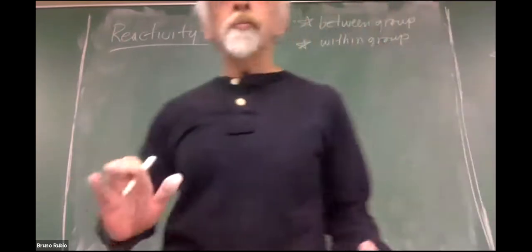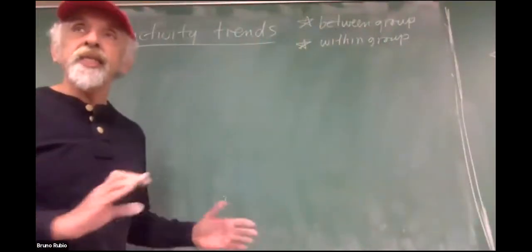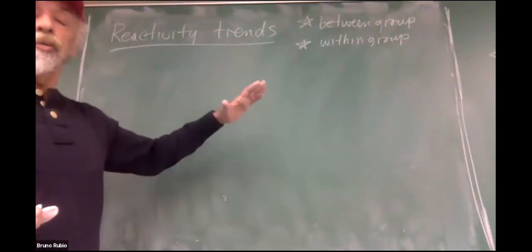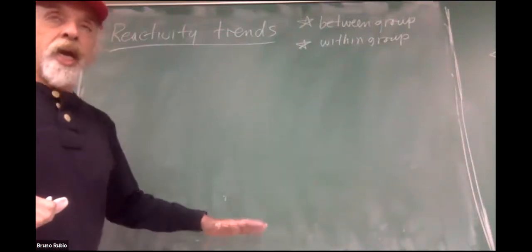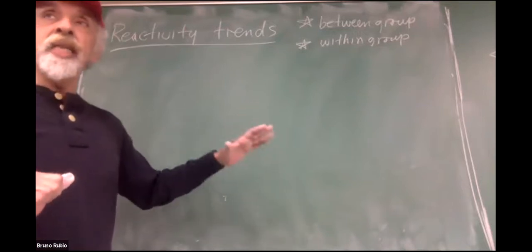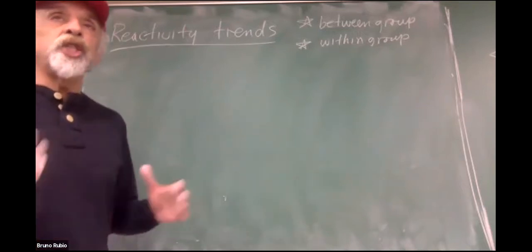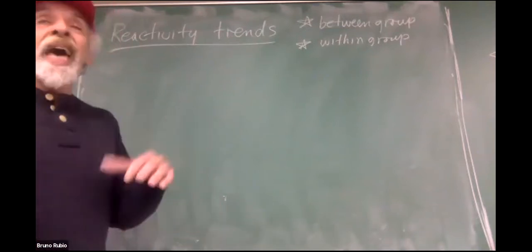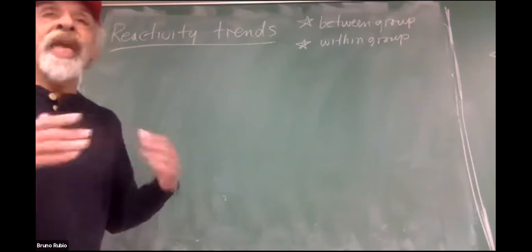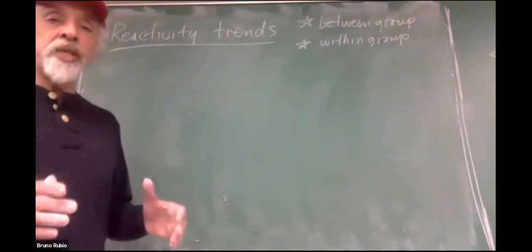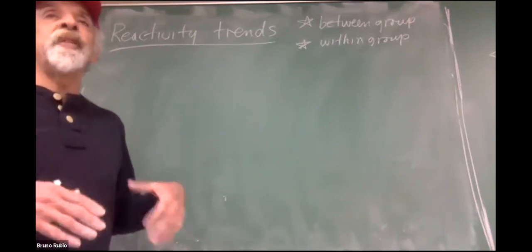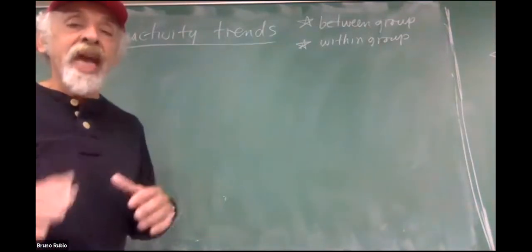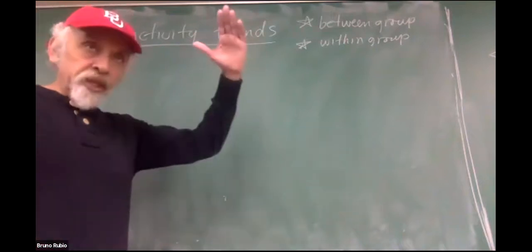The between group trend is easier. Let's attack that first. What I'm going to do here is write the order of reactivity among the acyl derivatives, because just because something is an acyl derivative does not mean that all acyl derivatives react at the same rate. So that's what we're talking about.